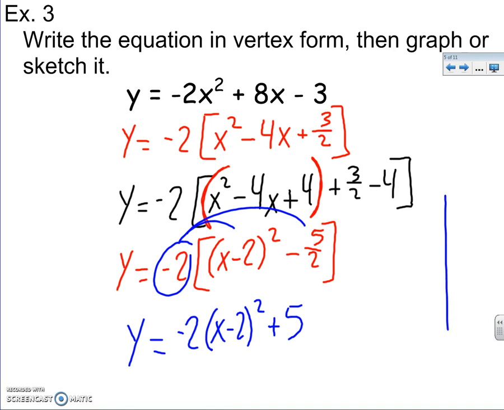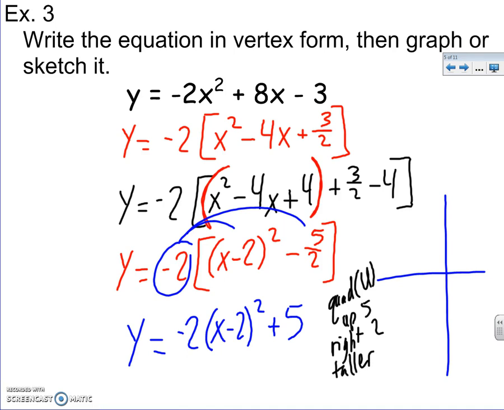Now I need to graph it. So we know that is a parabola. It's quadratic, so it's a U. That +5 means up 5. That -2 means right 2. That 2 in front means taller. And that negative sign means flipped upside down. So when I graph this, instead of 0, 0, I go up 5, right 2. There's a dot there, so that's the point, 2, 5. It's going to be a flipped upside down U, and it's going to be taller and skinnier. And that is the answer.